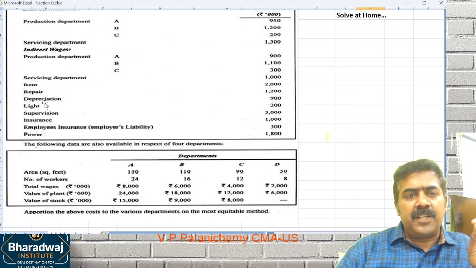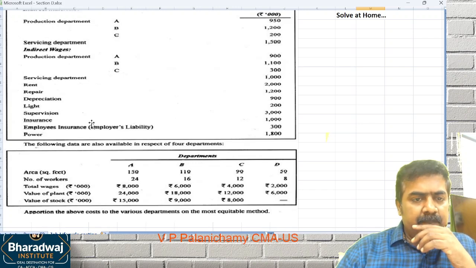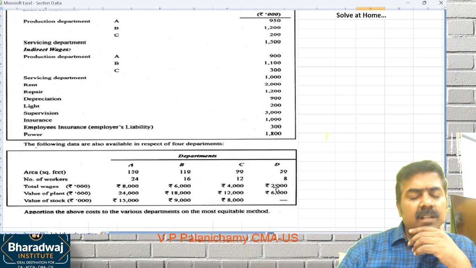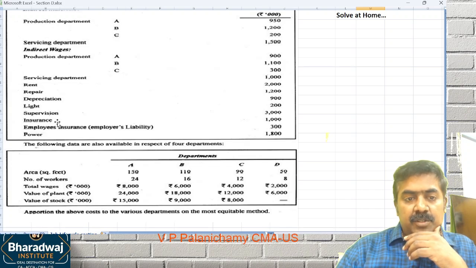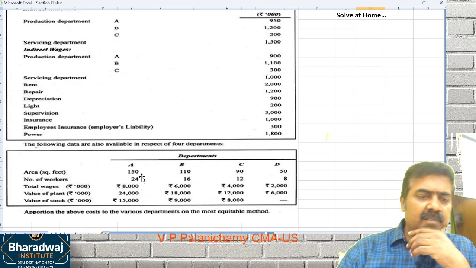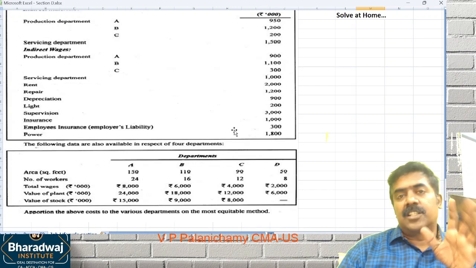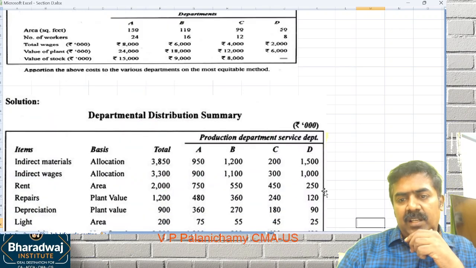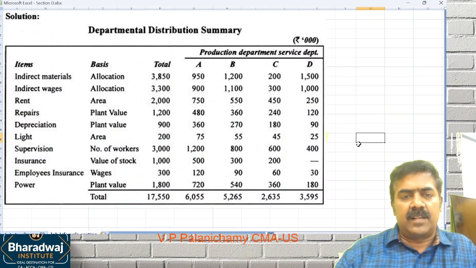Lighting: light points should have been given. If light points are not available, then based on area. Supervision can be based on number of workers. Insurance on employees will be based on the total wages. Sorry, general insurance is okay. This is insurance given separately for employees. This insurance is based on stock value. Employees' insurance can be based on wages. Power based on what? Horsepower of machines, capacity of the machine; if that is not available, then value of the plant. So this will be your answer.